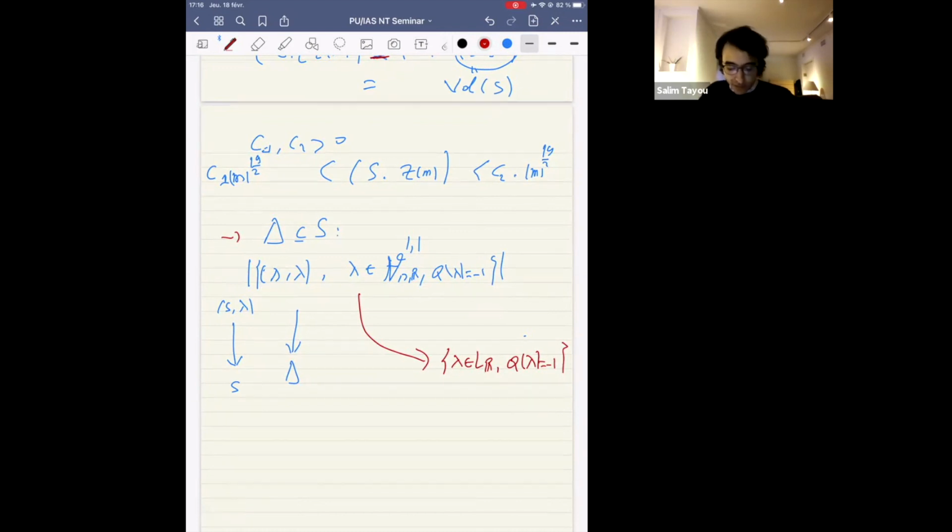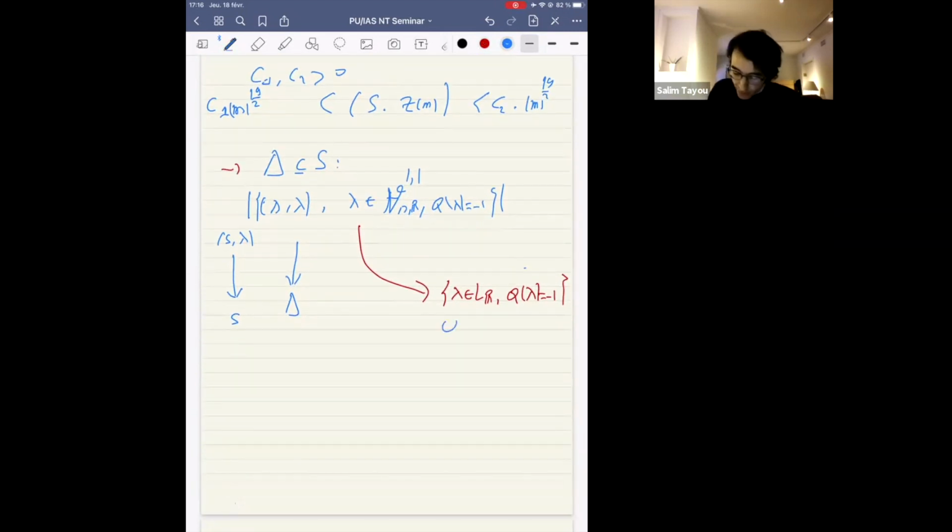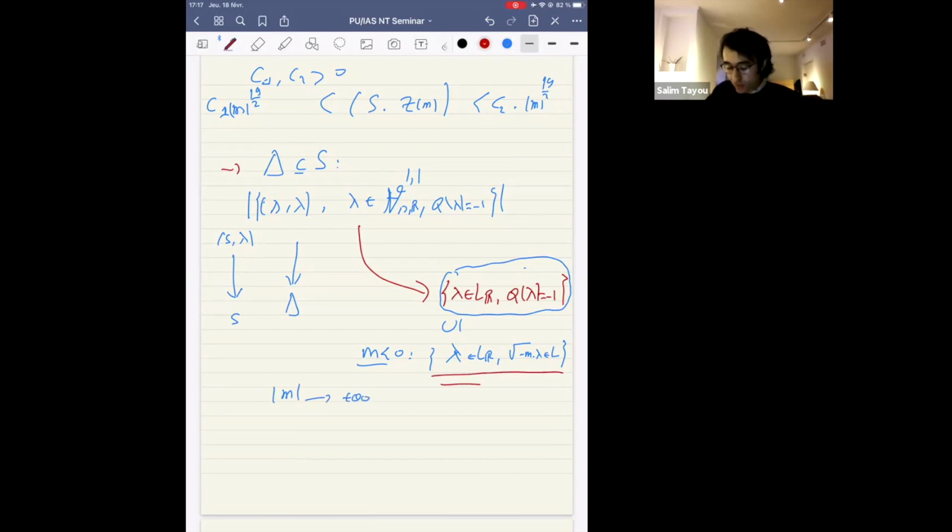Because delta is simply connected, we can trivialize the local system and see every class 1-1 as just an element which lives in this space. And inside this space, for every integer m, say negative in my conventions, I have the set of elements lambda in L_R such that the square root of -m times lambda belongs to the lattice. So I see the elements in the lattice, I normalize them, I obtain points in this quadric. The equidistribution theorem will come from saying that, as m goes to infinity, this set is equidistributed in this quadric.